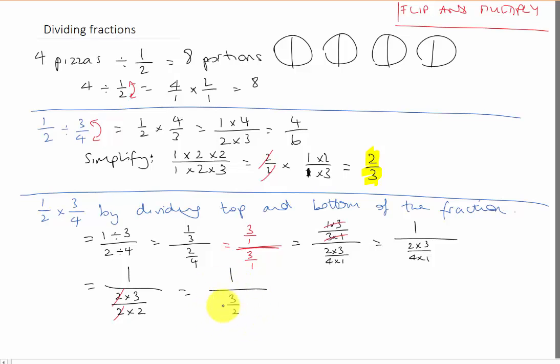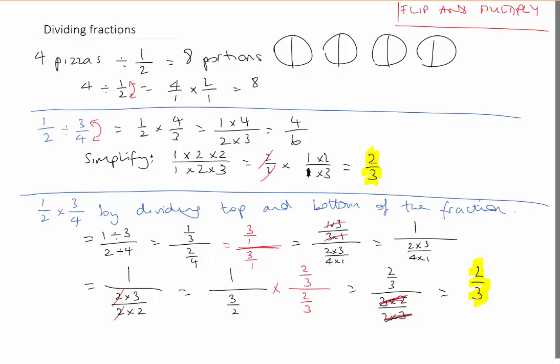So now I'm going to do the same thing again to get rid of this fraction in the denominator. So I want to multiply the denominator by 2 over 3, but I also need to multiply the numerator by the same number. So that gives us 2 over 3 over 3 times 2 over 2 times 3, and these cancel out. And that just leaves us with 2/3. So this shows you that I get the same answer by simply flipping and multiplying the second fraction, or by dividing the top and the bottom, the numerator and the denominator of the fraction, together.